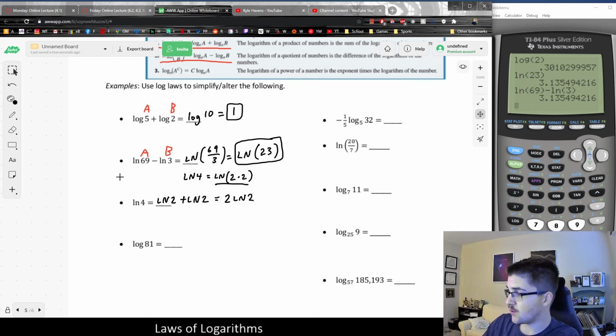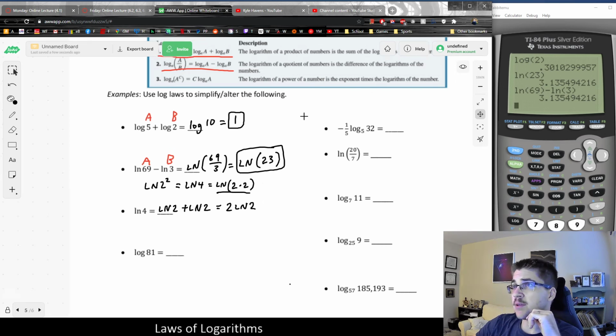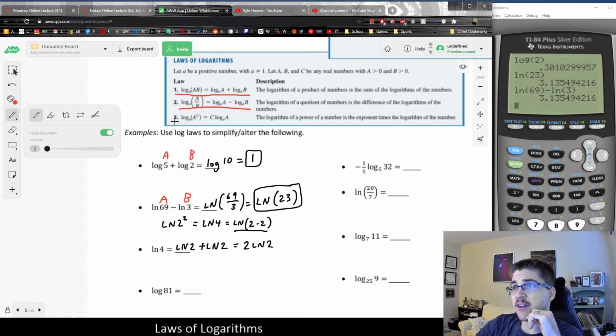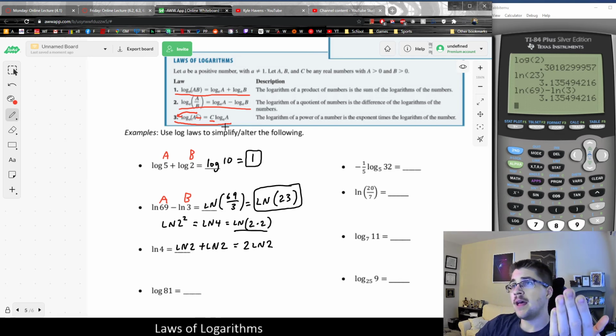Usually if you're asked to do this, it would say something along the lines of expand this logarithm and write it as multiple logarithms. Or a totally different way of looking at this is that the ln of 4 is also equal to the ln of 2 squared, because you could also think of the number within a logarithm as an exponential expression. If we apply log law number 3, it states that if I have an exponent within a logarithm, you can always extract the exponent out front and write it as a multiplier times the logarithm.